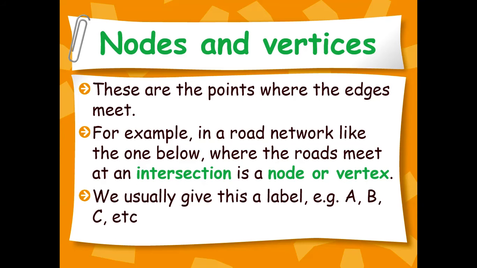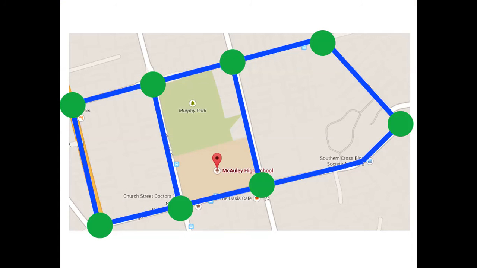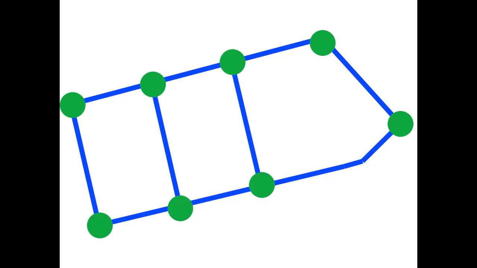The second thing that we need are nodes or vertices. This is where those edges meet, so where roads meet, intersection points, are good examples, and we're usually going to give each a label: A, B, C, D, E. Sometimes people will do numbers, 1, 2, 3, 4, 5, but often we'll use capital letters. So for example, here's our Macaulay map, and you can see we've got our blue arcs drawn in, and wherever the roads meet, I have put those big green dots. Those are our nodes or vertices. And when we take away the map, that's what we're left with.